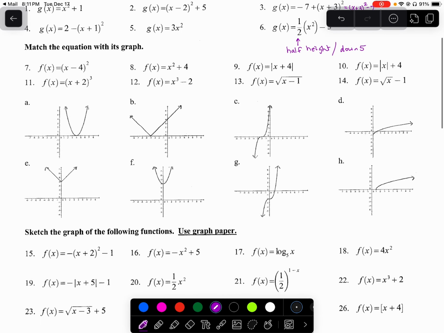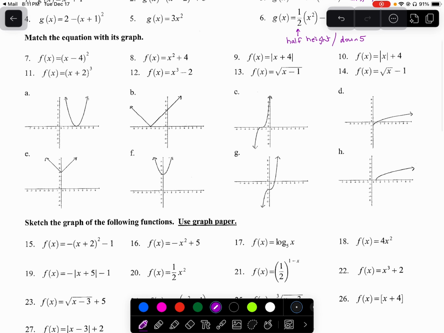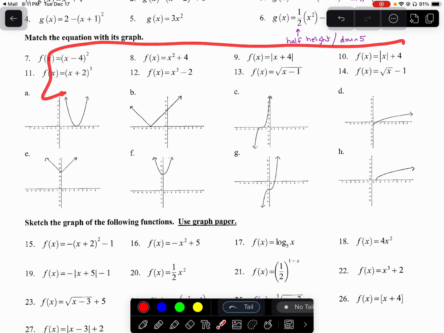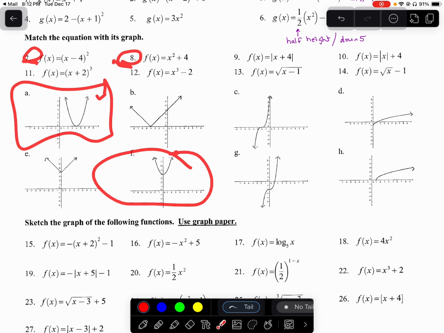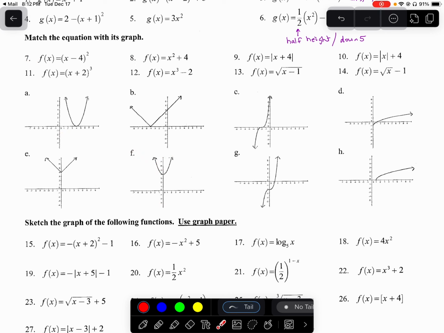Okay. Now let's look at 7 through 14. We are given an equation, and then we are given some graphs, okay? Now, the first thing I would do if I were the student doing this is 7 and 8 are both quadratics. They're both parabolas. So one of them has to be A, and one of them has to be F. So just look, what happened to the function? Did it move left? Did it move right? Did it move up? And did it move down?